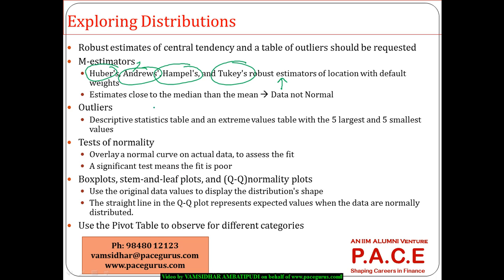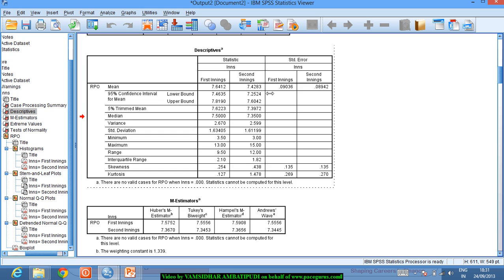So if the estimates are closer to the median than to the mean, we can very well assume that the data is not quite normal. What we have typically seen in this case is that the median and the four types of M-estimators, especially for the second innings, are very close to the median compared to the mean. So there is some doubt in my mind that the data may not be normal. We still have to go further down to check whether that is the reality or not.